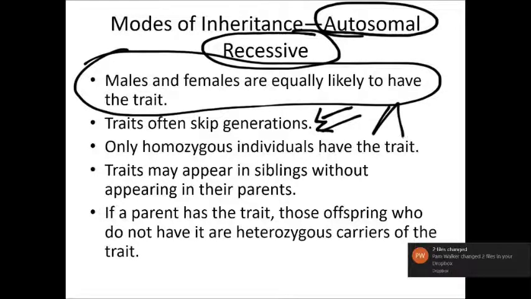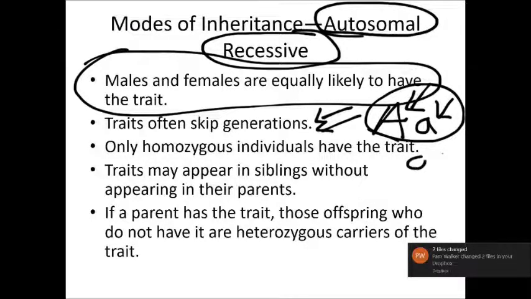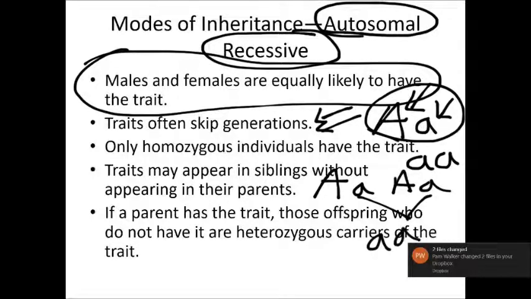For example, let's say that this individual, since they have a big A gene, a dominant allele, and a recessive allele, they won't actually exhibit the symptoms of this trait since it's a recessive trait. Only homozygous individuals have the trait. So homozygous recessive individuals, like little a, for example. Traits can appear in siblings without appearing in the parents. Both the parents could be carriers, like so. But these two parents could have offspring that turned out to be homozygous recessive and therefore exhibit the trait.